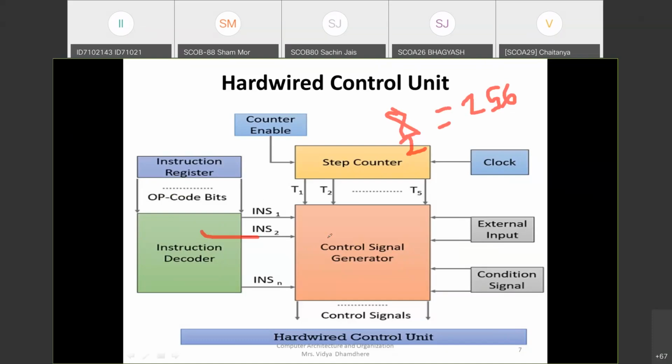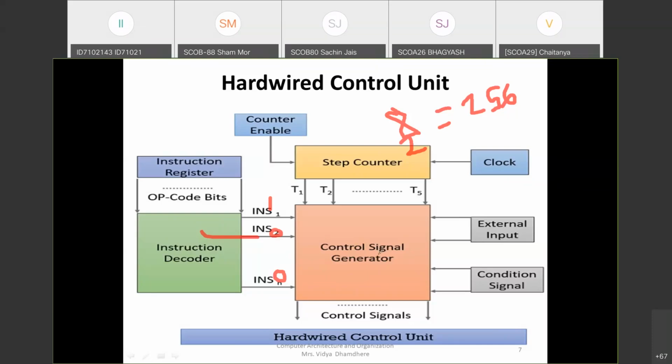As this control logic generator takes only one line at a time, for example, if the INS1 line is active, that means it has value 1, and all the remaining lines, for example in case of 2 raised to 8, 256 lines, only one line is activated, remaining lines are not activated. That means all these lines INS2 to INSN have value 0. That means at a time only one control signal is generated from the instruction decoder and it will be provided to the control logic generator.